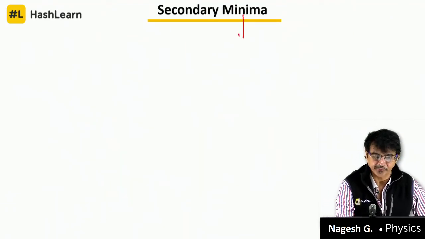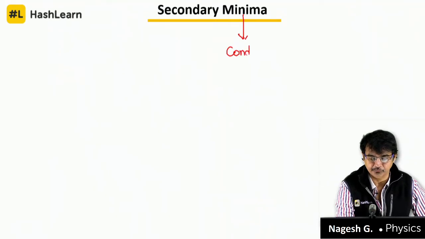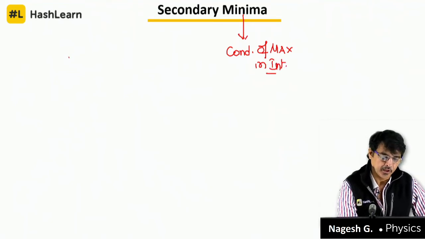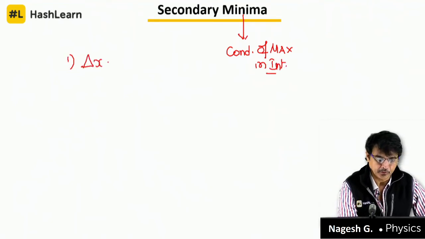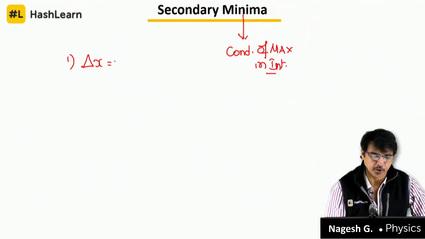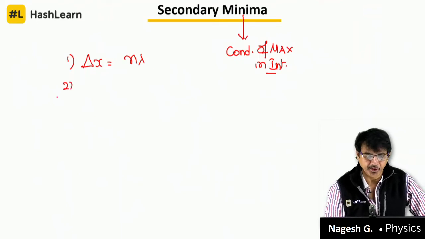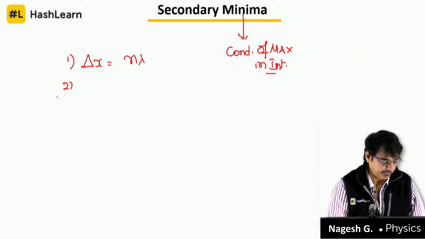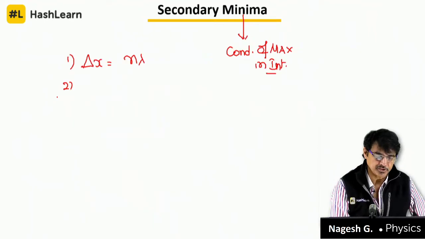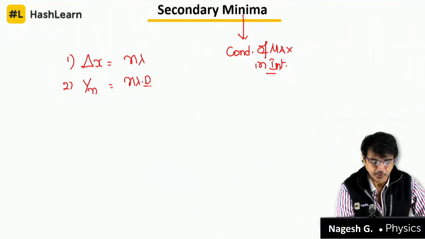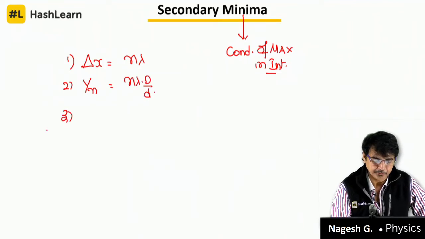Secondary minima, as I said, is the condition of maxima in interference. So if you remember it like this, it will be very easy. The condition for the path difference is n lambda. So delta x is equal to n lambda. The distance of the nth secondary minima, y_n, is equal to n lambda into capital D by small d.